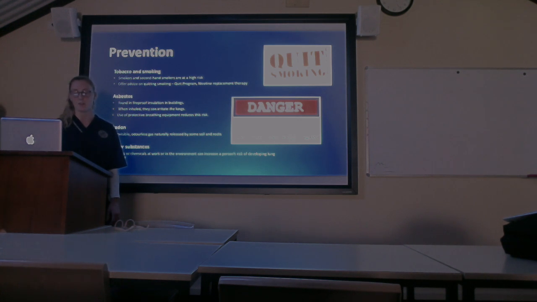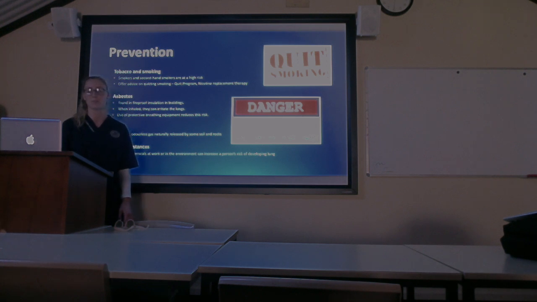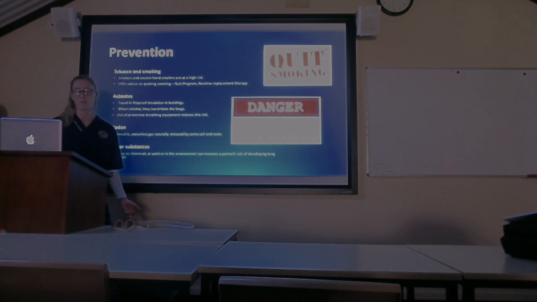Number 3, radon, an invisible, odourless gas naturally released by some soils and rocks. Number 4 is other substances. Gases or chemicals at work or in the environment can increase a person's risk of developing lung cancer.